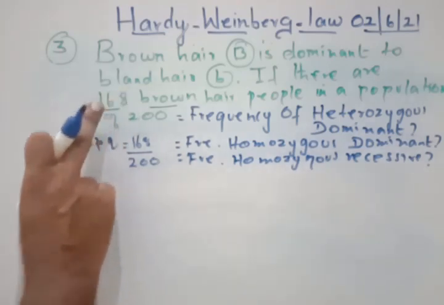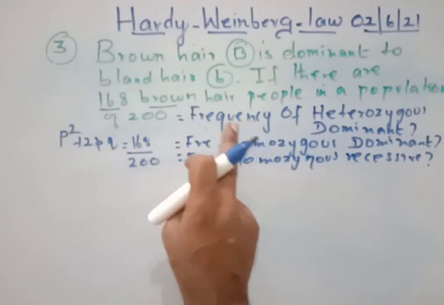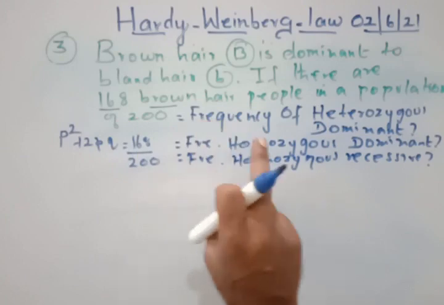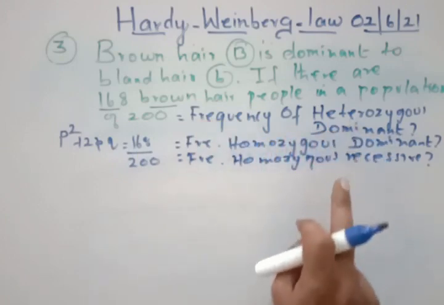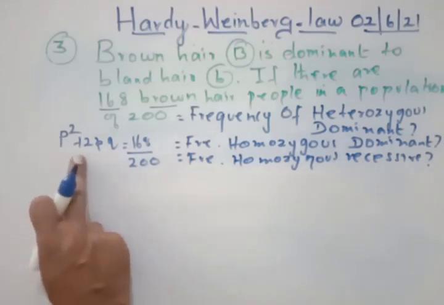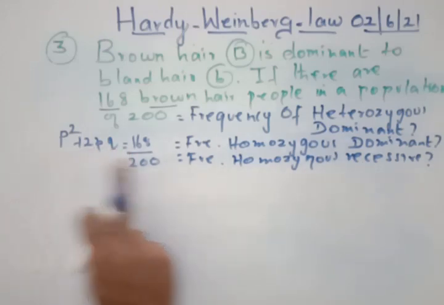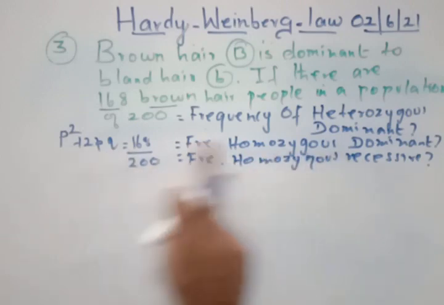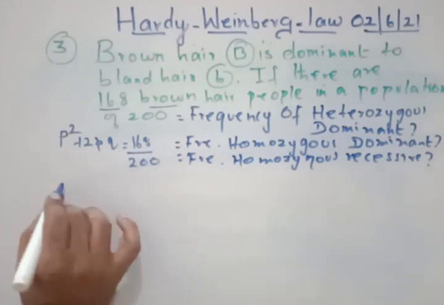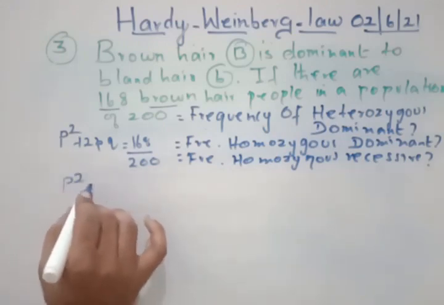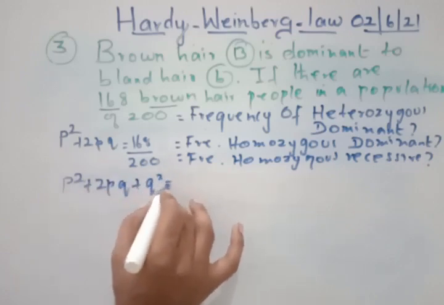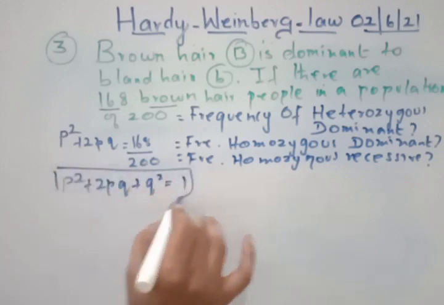So now out of 200, 168 brown hair people are dominant. We are finding out the different things: heterozygous dominant, homozygous dominant, homozygous recessive. P square denotes homozygous dominant, 2PQ heterozygous dominant. Together we have 168 divided by 200. So now what is the formula here? That is P square plus 2PQ plus Q square is equal to 1. So this is the formula.